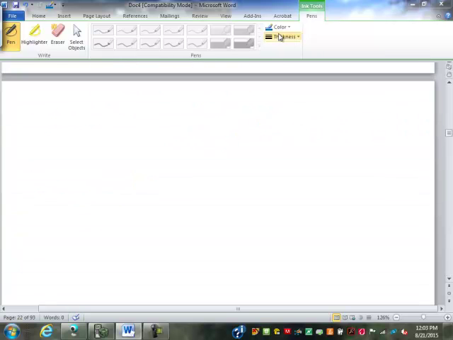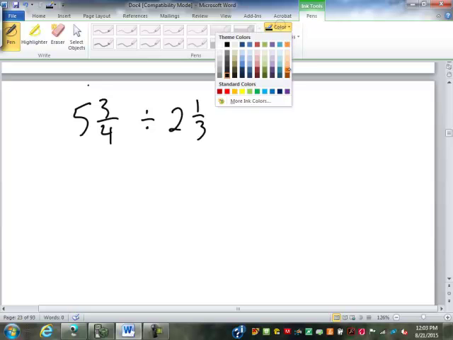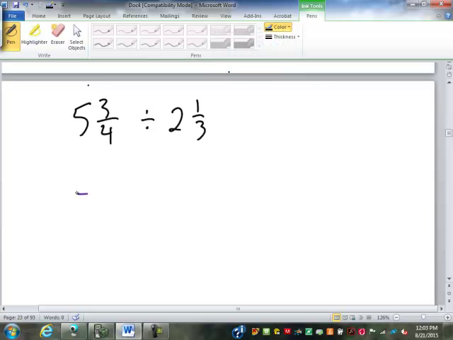Now, of course, division, since we're going to turn it into multiplication, makes sense that we're going to do the same things we did with multiplying mixed numbers. We're going to turn them into improper fractions. So 5 3/4 becomes 23/4, good. 2 1/3, 7/3, right?